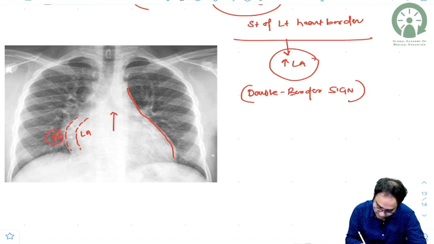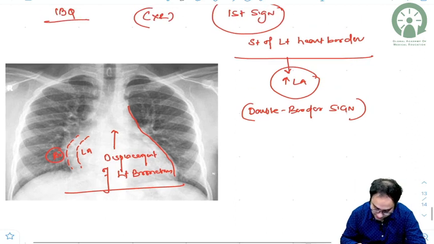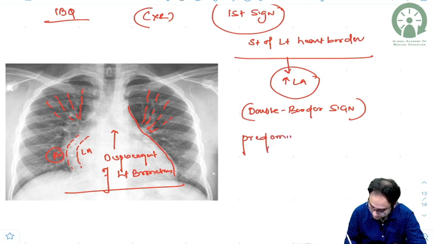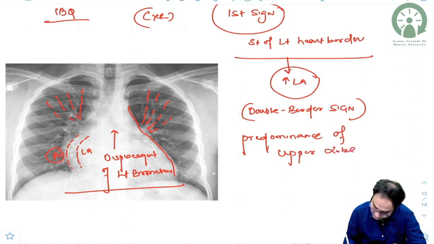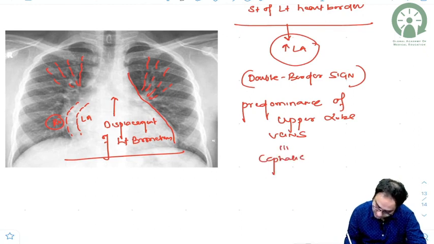Okay. Another you can get is the displacement of the left bronchus, and you will get predominance of upper lobe veins. This is known as cephalization. Basically, you're going to get cephalization of upper lobe veins. So, how will you manage?